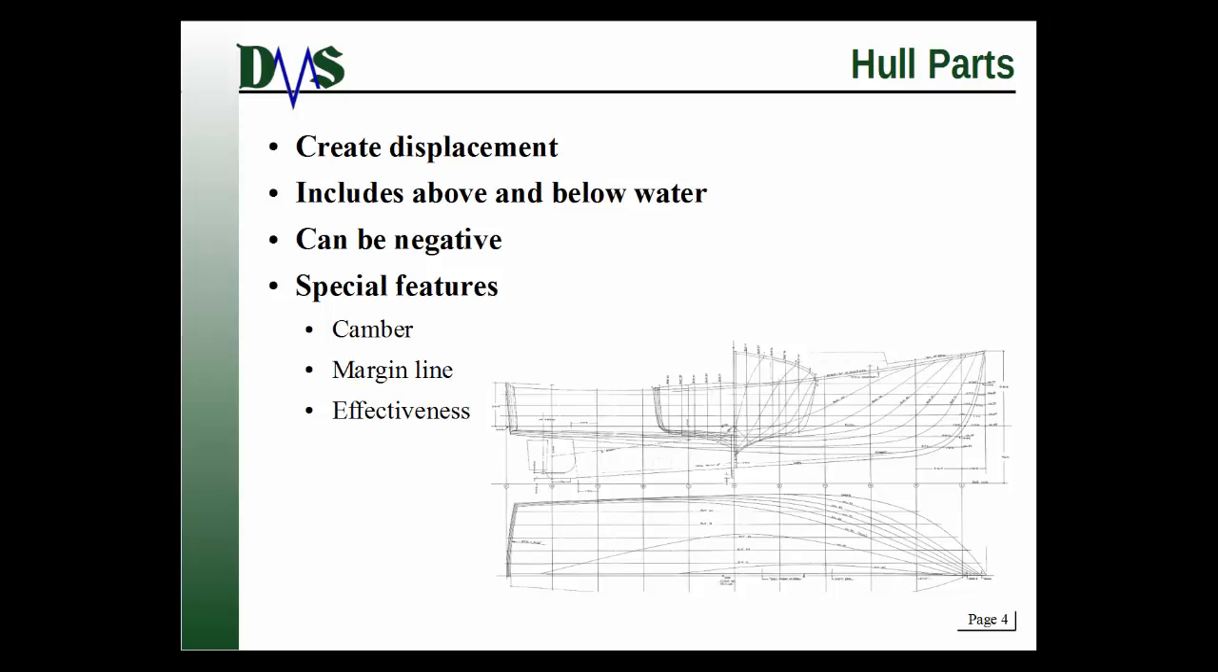Some special features that you get out of hull parts. First off, you can model camber. So this is going to be the curvature on the surface of the deck of your hull. That can be significant. You'll also have the margin line. This is useful later on when we talk about modeling damage stability or doing damage stability analysis. And we also have something called effectiveness. Effectiveness is very similar to permeabilities that you would find in tank contents. It's a way of saying that the hull is not a complete displacement, that it might have some form of permeability to it.